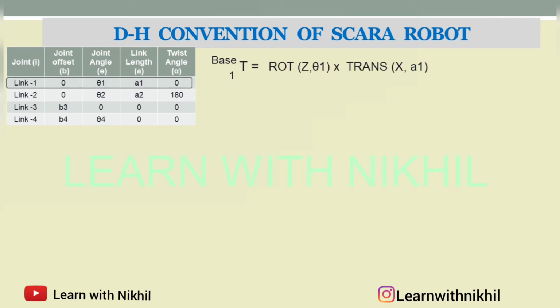So according to this, the transformation of 1 with respect to base, you have a rotation of z comma theta 1. So you have rotation for the joint angle, the rotation is about z axis.